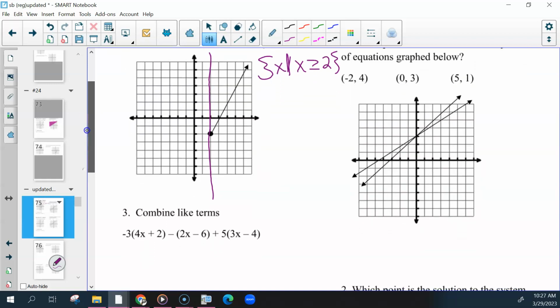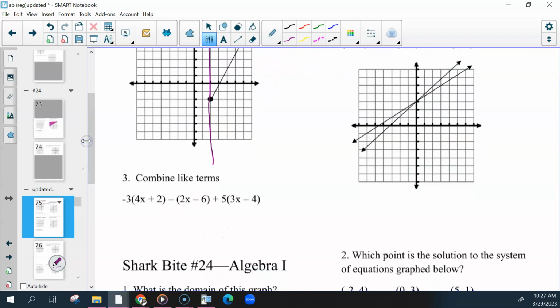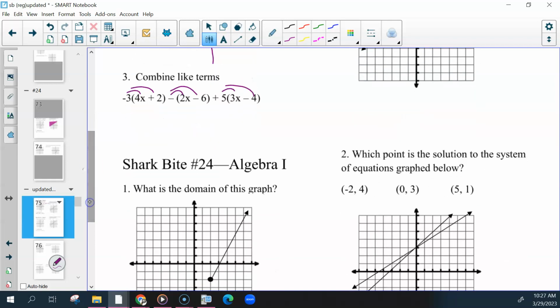3 has a lot of negatives, so be careful. But you are just combining the terms, distributing, combining the terms. We have negative 12x minus 6 minus 2x plus 6 plus 15x minus 20.